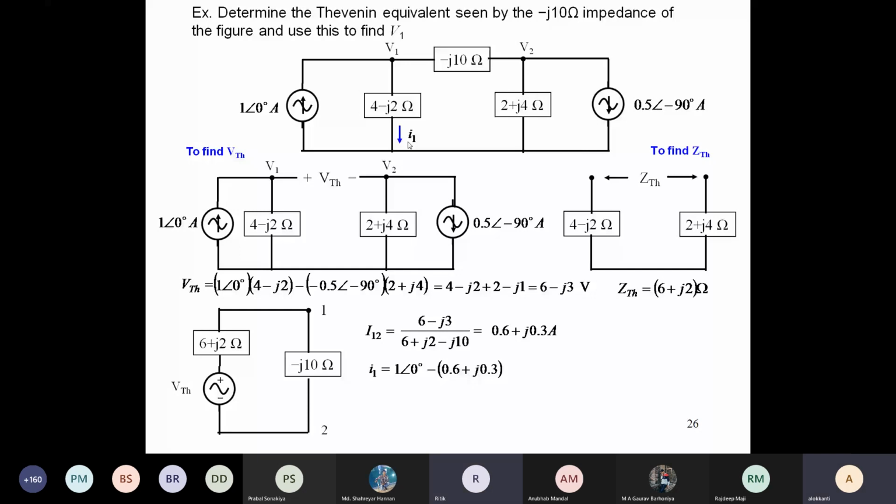The total current, that is 1 angle 0, minus the current flowing from terminal 1 to terminal 2, which you have just found out is 0.6 plus 0.3j. Now once you know I1, you can find out V1. Looking into the circuit, once you know I1 is flowing through 4 minus J2, you can find out the V1.